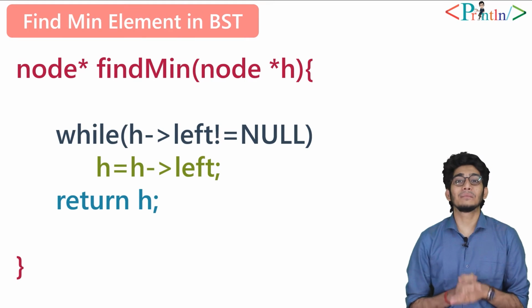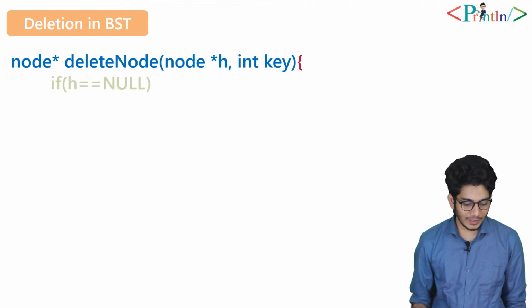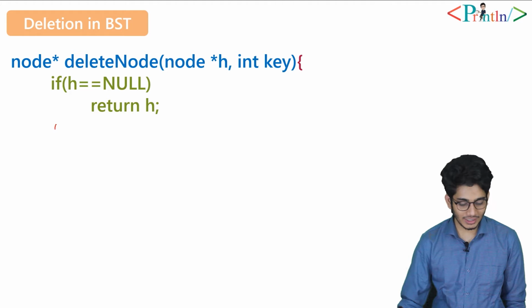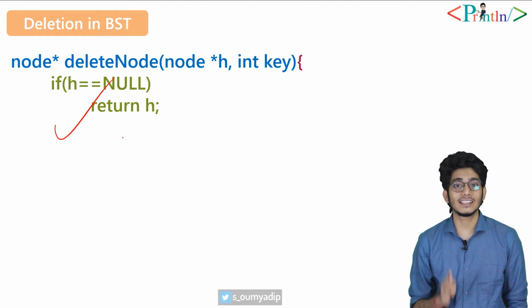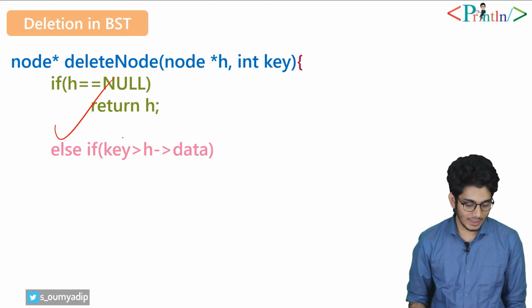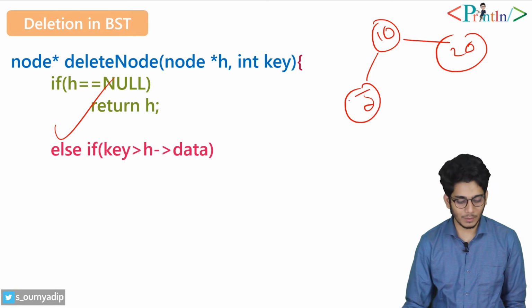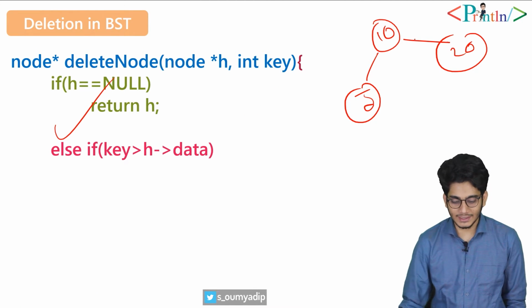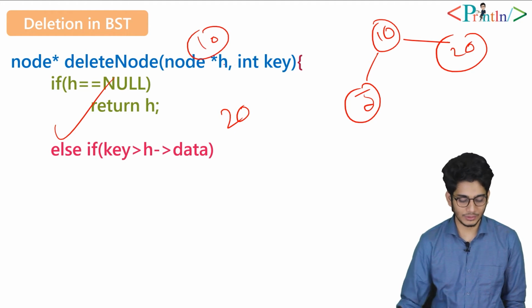Now we'll see how we can perform the deletion in code. At first, we have to check whether our h is null or not. If our h is null, then we'll simply return. If our root node is null, then we cannot perform the deletion. Let's say we have a binary search tree like this, 10, 25. We are maintaining the property. Now what is the key? Let's say we'll delete 20. At first we are passing 10 over here, that is the root node.